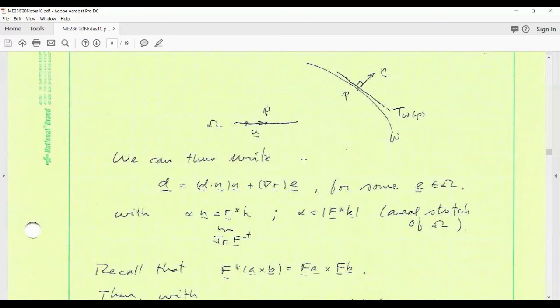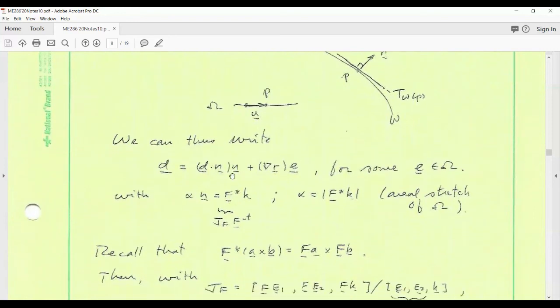Okay. Let's see, we know something about n from Nansen, the Piola-Nansen formula. Alpha is the areal stretch.